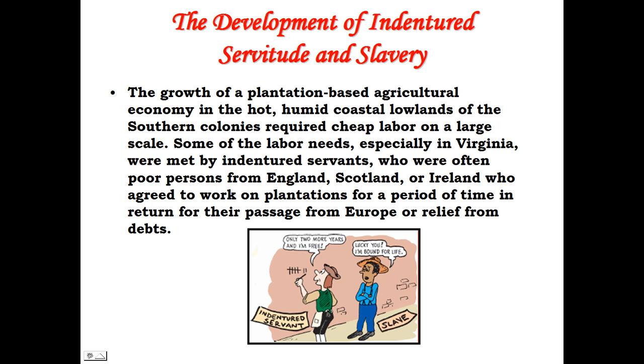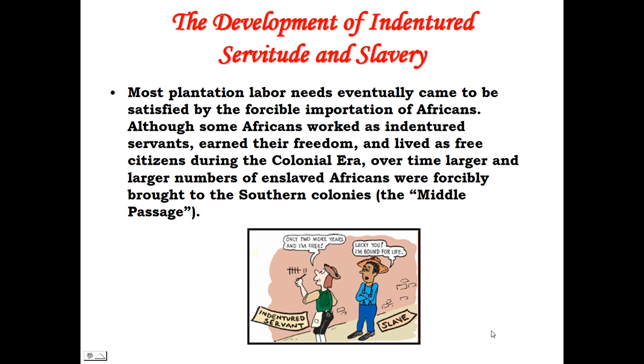All right, so here we have a little diagram: the indentured servant, only 2 more years and I'm free. So that person has had their ticket paid for, and they're basically working for a few years in return for having their ticket paid for. The difference between them and slaves was that slaves were there for life. Most plantation labor needs eventually came to be satisfied by the forcible importation of Africans. So indentured servants came of their own free will. African slaves were forced to come.